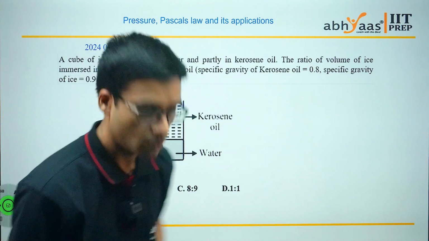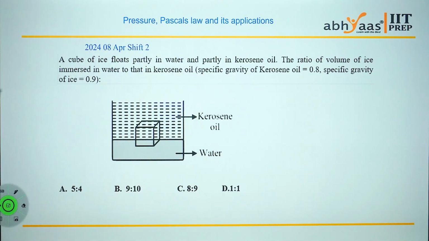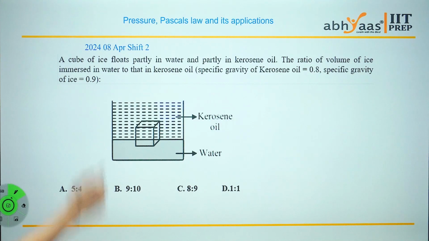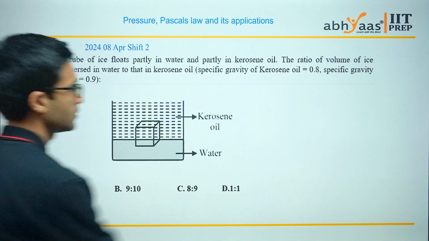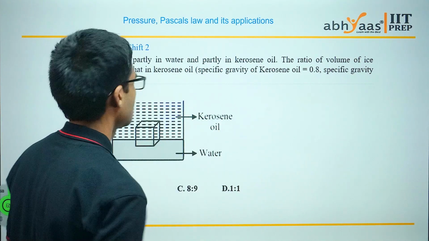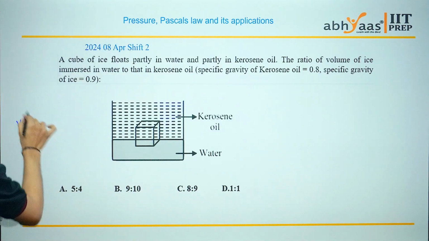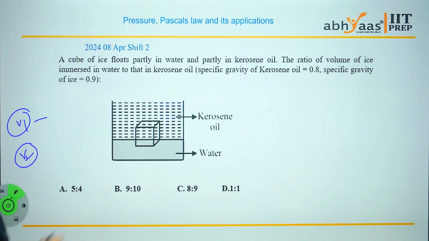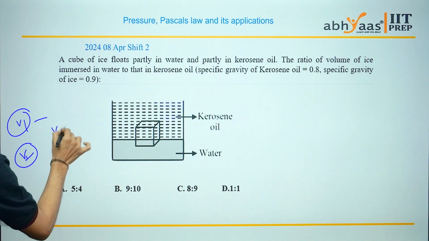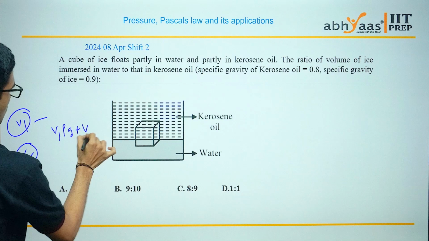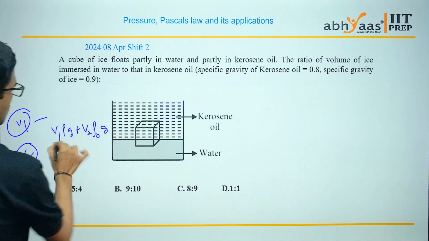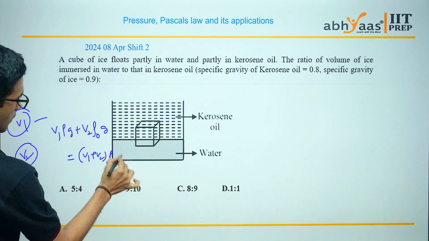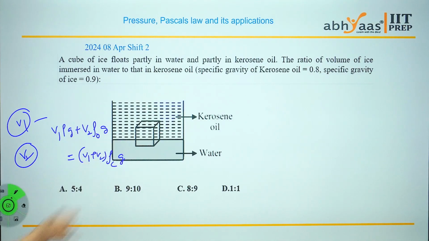In the next question also, if you see this, initially he has given the specific gravity of kerosene oil. The ratio of volume immersed: volume V1 you consider water, V2 you consider the oil. Initially V1 rho W g plus V2 rho naught g, and finally (V1 plus V2) is ice, rho I into g, because it is floating like this.